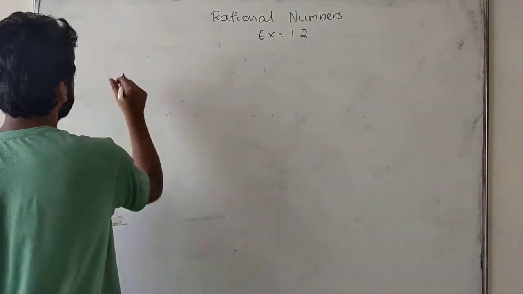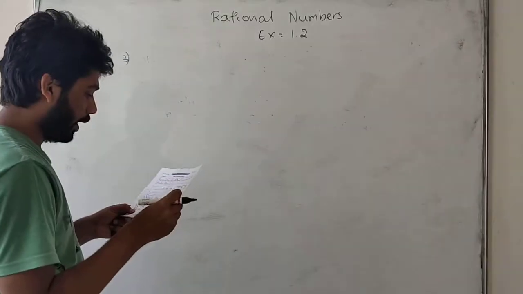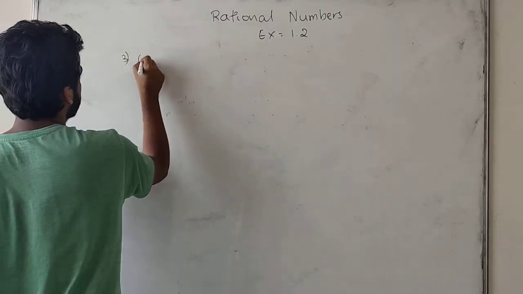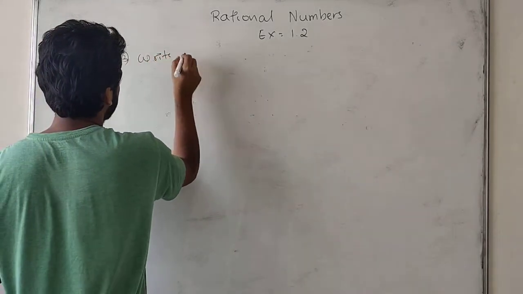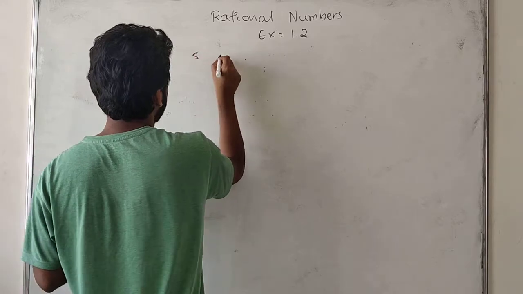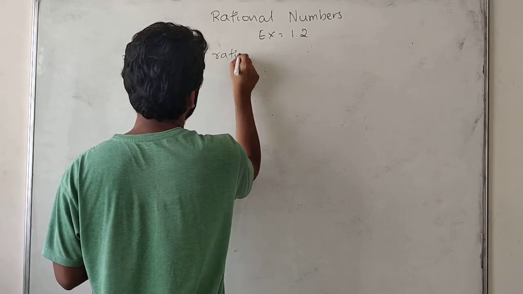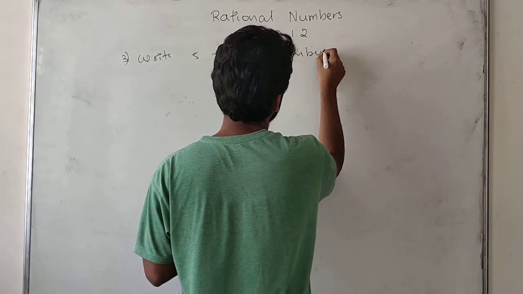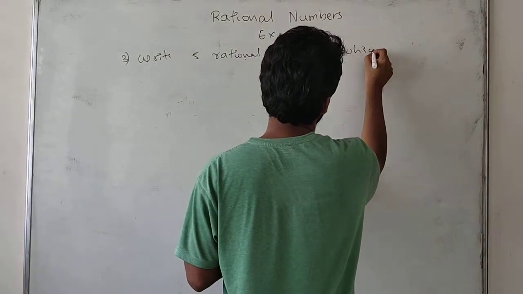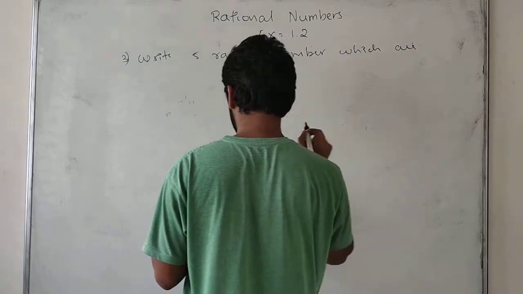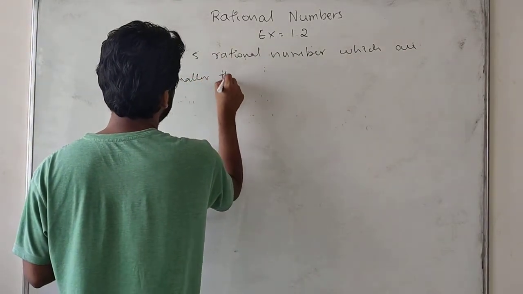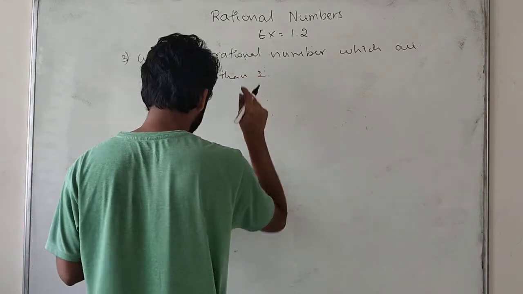So third one: write 5 rational numbers which are smaller than 2.